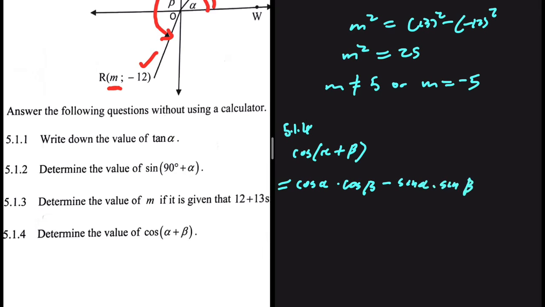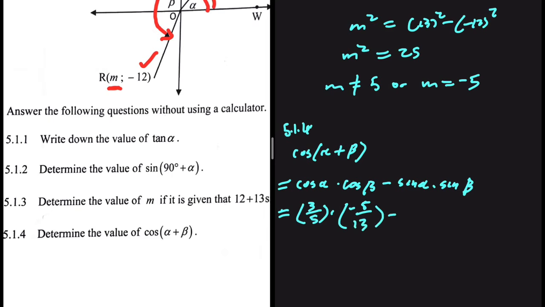We know what cos of alpha is equal to from 5.1.2. It is 3 divided by 5, multiplied by cos of v. Cos is x divided by the hypotenuse. X in our case is the value of m if we are looking at angle v. That is minus 5. And the hypotenuse is 13. So we have that there.